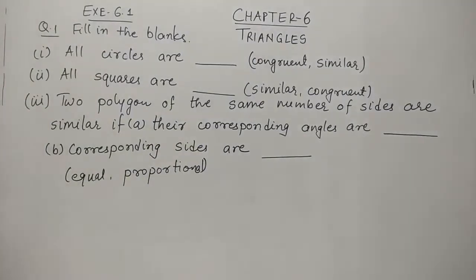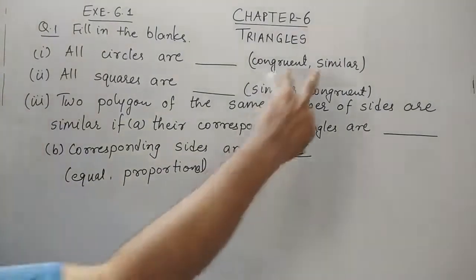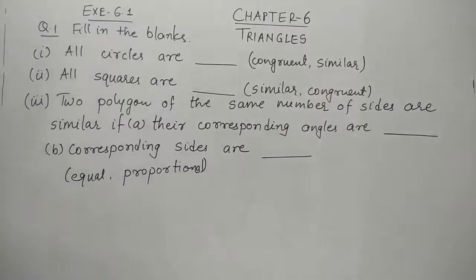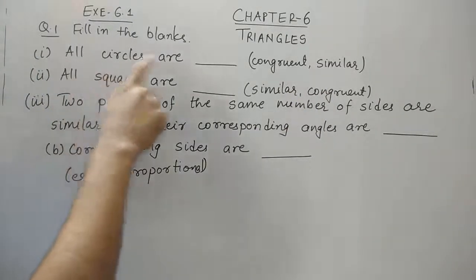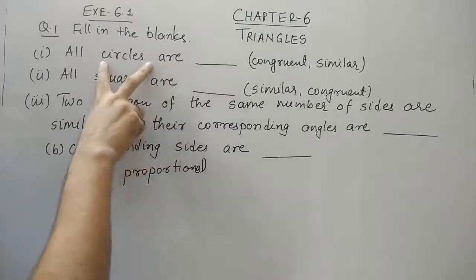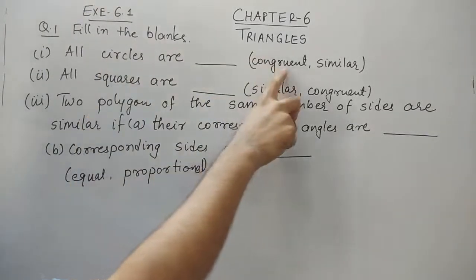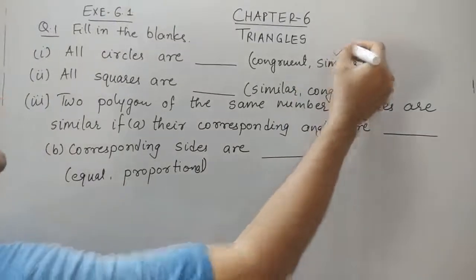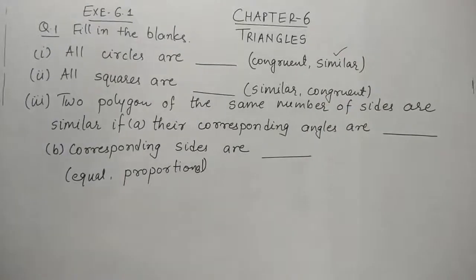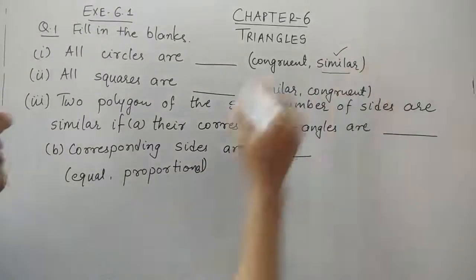Let's see this. We have to fill up using these options. As we discussed earlier, circles become congruent if they are of the same radius. Same radius के circles congruent होते हैं, but सारे circles same radius के नहीं होते. So here we can see that all circles are similar. So here the answer comes similar.